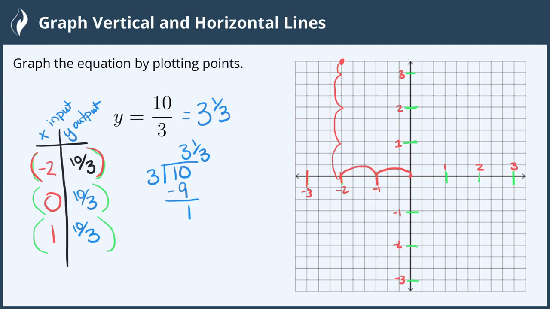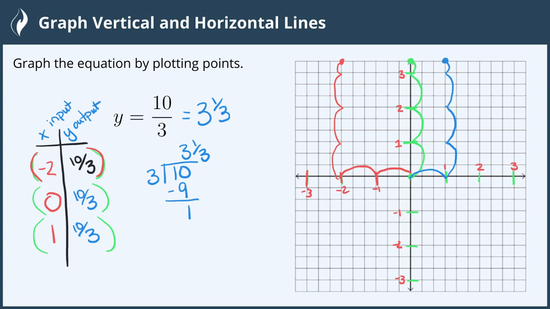Now let's go for 0 and 10/3, and we'll start at the origin, 0. And because 0 is the x, that means we don't move in any direction for the x, we don't move left or right. But the 10/3 means that we move up 10/3 in the y direction, so we go 1, 2, 3, and one of these lines is a third, so there's our point. And for our last one, we'll move 1 in the x direction, so we'll move here. And then in the y direction, we move 3 1/3, 1, 2, 3, and 1/3 is here.